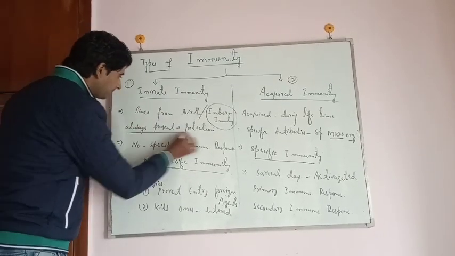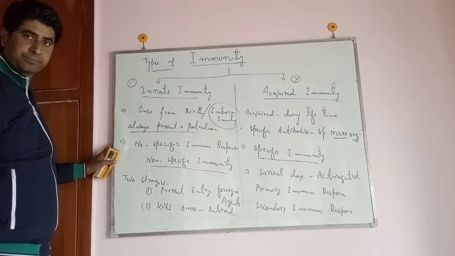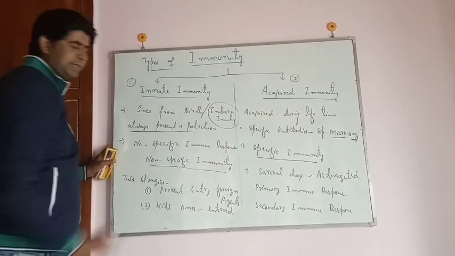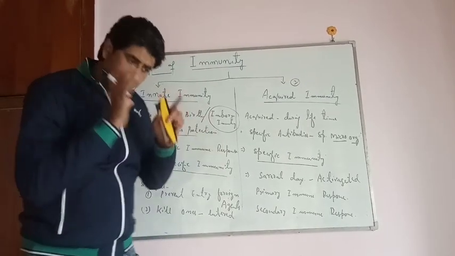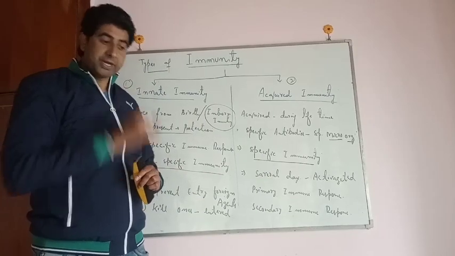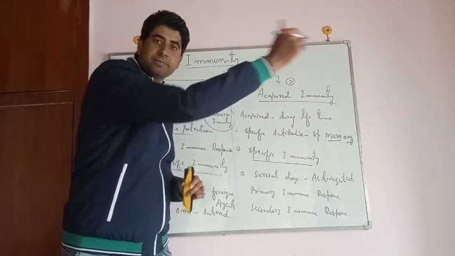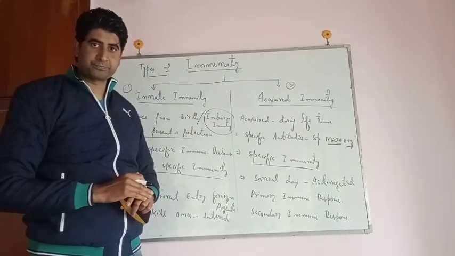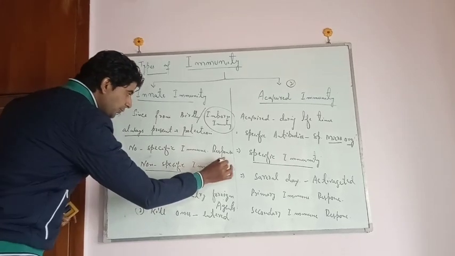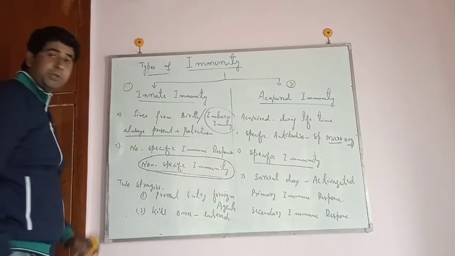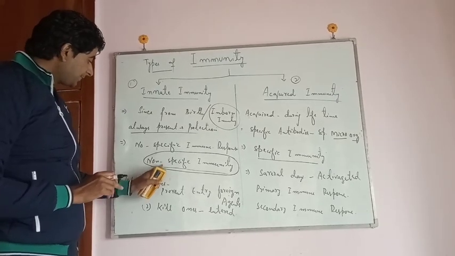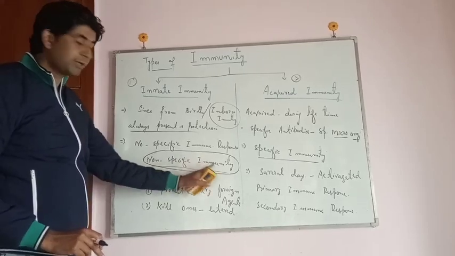And is always present in our body to provide the protection. And in this immunity, there is no specific immune response. यहाँ पे specific immune response नहीं है, specific immune reaction नहीं होती है, बल्कि यहाँ पे होती है generalized. It is available against all substances, against all pathogens. Means यहाँ पे generalized reaction होती है. That is why हम इसको कह सकते हैं non-specific immunity.